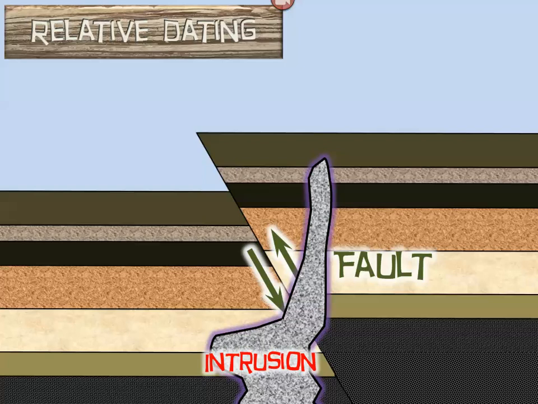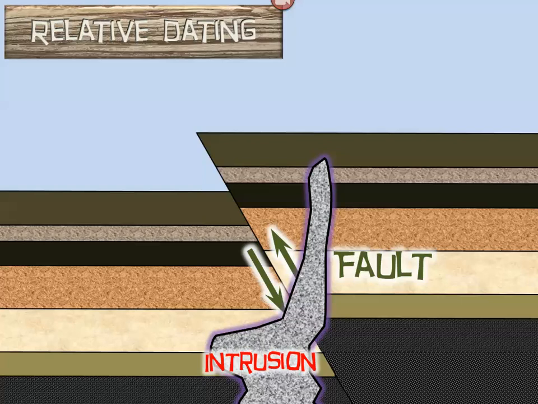Now, how do you know that that intrusion happened after the fault, other than you just saw it in the animation? If this intrusion had occurred before the fault, it would have been broken right about there, and this upper section would have shifted up to the left, separated and shifted with the fault. But in this case, you can see that it's not, and so therefore it must have come after the fault. So other things can occur.